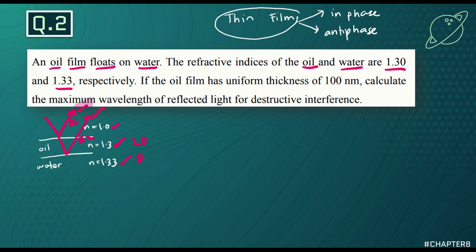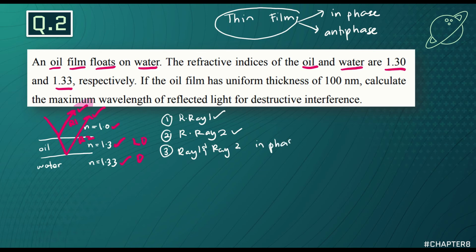Remember, the first step is to determine whether reflected ray number 1 has phase change or not. Step number 2, whether reflected ray number 2 has phase change or not. Step number 3, you decide whether ray 1 and ray 2 are in phase or anti-phase. So we have in phase here for this case. Then for this case, it is destructive. It is mentioned in the question: destructive.